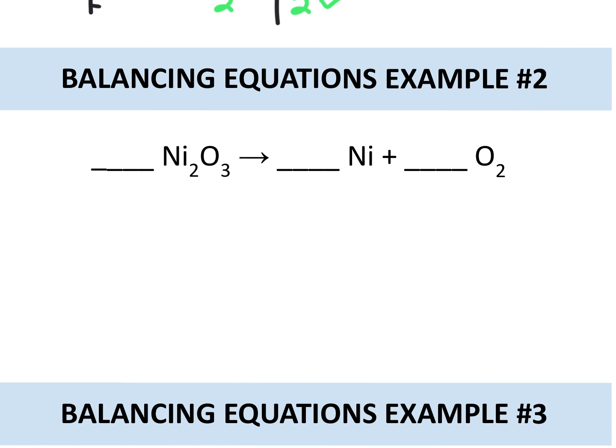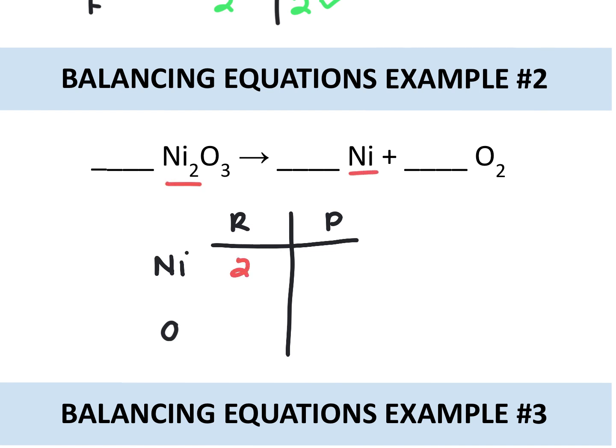All right, so now that you've tried this, let's go through it together. Again, I'm going to make my T-chart, my R and my P. Okay, I'm going to write nickel, and then I'm going to write my O. So starting off with my nickel, on the reactant side, I have 2. On my product side, I only have 1. That is not balanced, so again, I'll find my least common multiple. In this case, it's going to be 2, and I'm going to apply that on my product side. When I do that, I now have 2, and I am balanced.